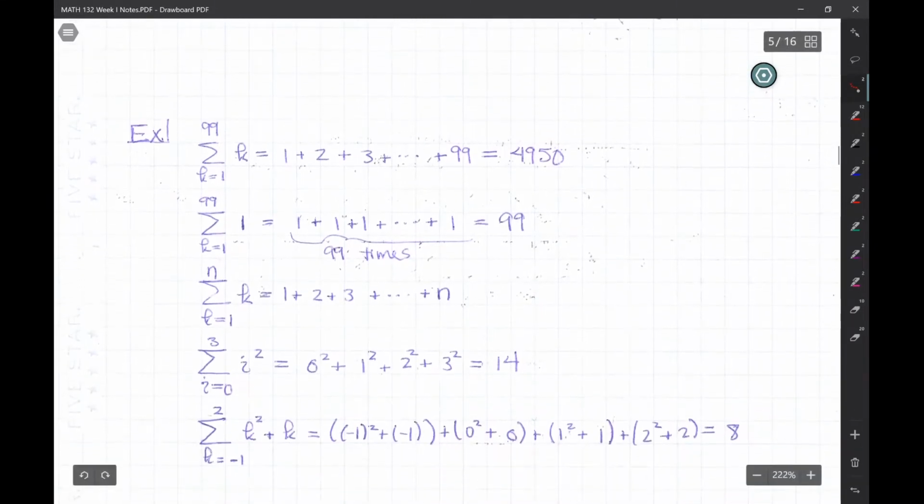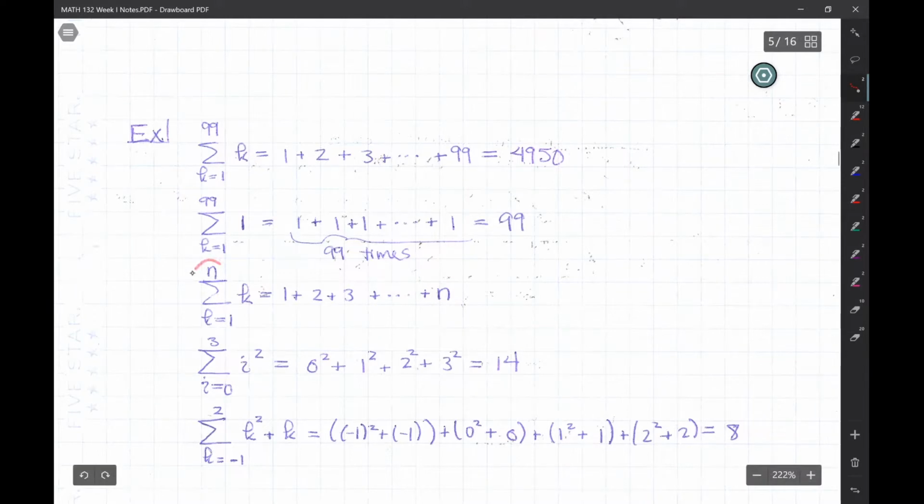Here are some other sums. What does this mean? Well, the summand here is 1. So as we go from k equals 1 to 99, we just get 1s on each of these, and we get a 1 99 times. And so that equals 99 there.